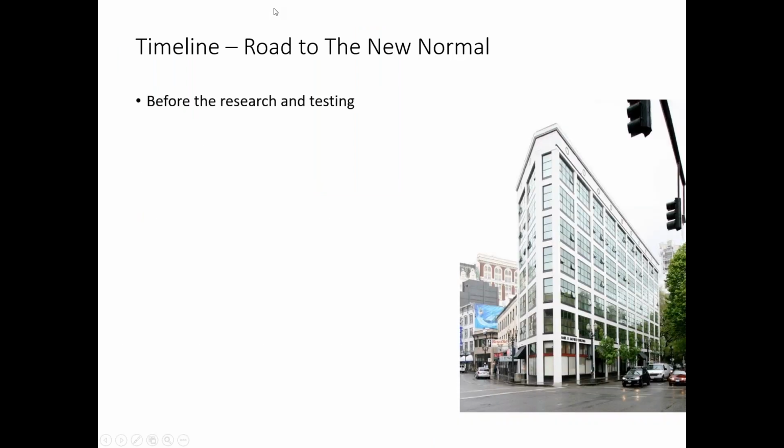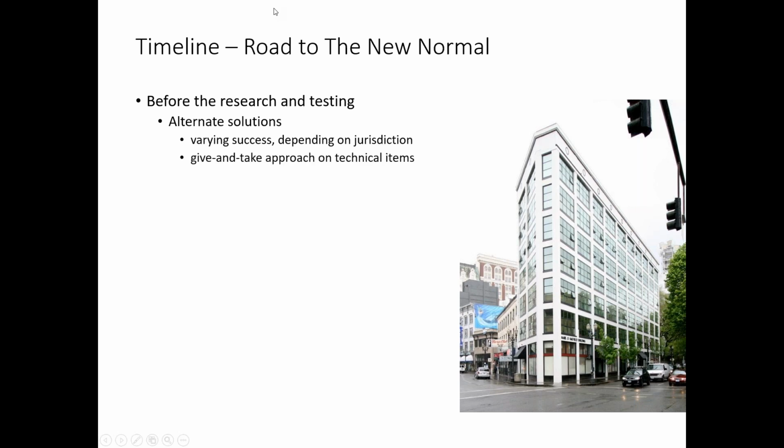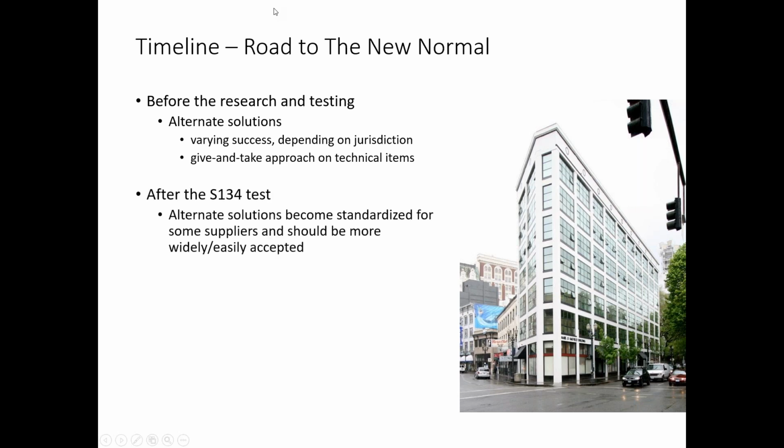So, wrapping up here, here's the timeline to the new normal for Canada's fenestration industry. Before all that research and testing, alternate solutions were always possible, but they had this give and take approach on shape and configuration and aspects of the building. Then that test happened, and we can look at that test, which was very aggressive, and say anything equal or safer than that test is obviously okay because we can see the results of the test.